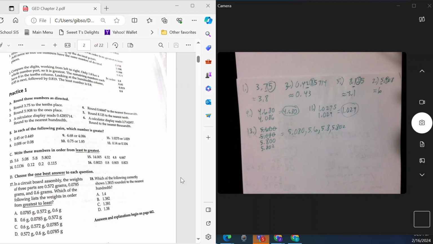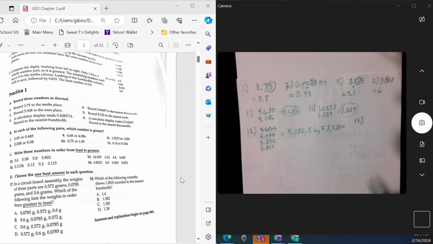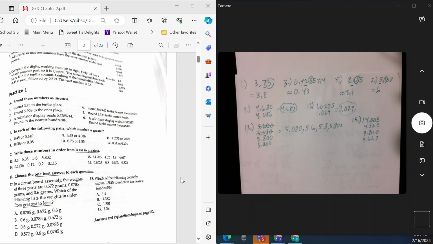Okay, problem 15. We're going to do the same thing. Problem 15, we're going to line this up. We have 14.005. We have 4.52. We have 4.8. And we have 4.667. Now we had 3 digits behind the decimal, so we're going to make sure that all of them had 3 digits behind the decimal. Okay, now we look here. 14 is the largest. We know 14 is larger than the rest. So 14.005 will be the last number.